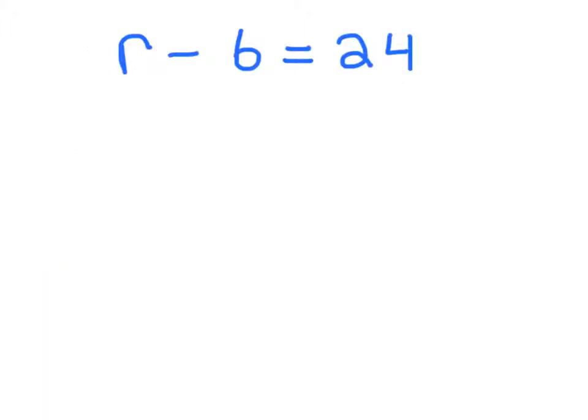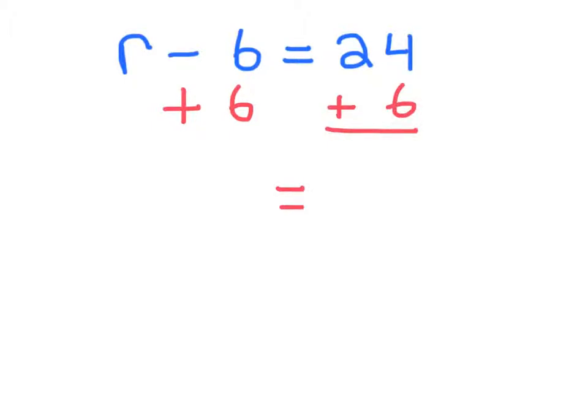Now we're going to change things up just a little bit. In this case, we have r minus 6 equals 24. The steps haven't changed. My goal is to isolate the variable. That r wants to be by itself. So it's going to kick the minus 6 out. And in order to do that, we use the inverse operation of minus, which is plus. So therefore, I'm going to add 6 to this side of the equation. What I do to one side, I have to do to the other side in order to keep it balanced. So I'm going to add 6 to this side of the equation.